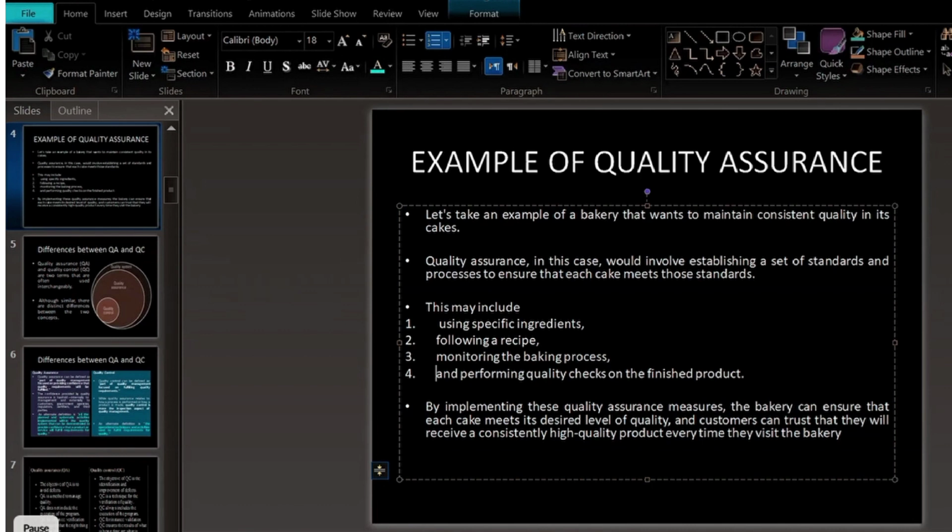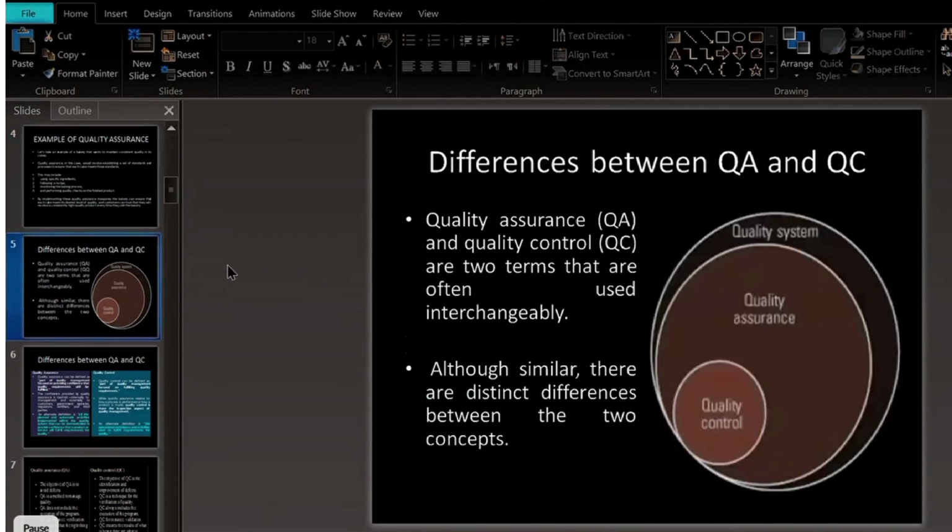And by implementing these quality assurance measures, if we talk in terms of a bakery, we can ensure that each cake meets the desired level of quality. When we are working within an industry or in different corporate sectors, we have to ensure one thing: we are there to meet the desired level of quality so that the customers can trust that they will receive a consistently high quality product every time they visit. That is something of greater value.